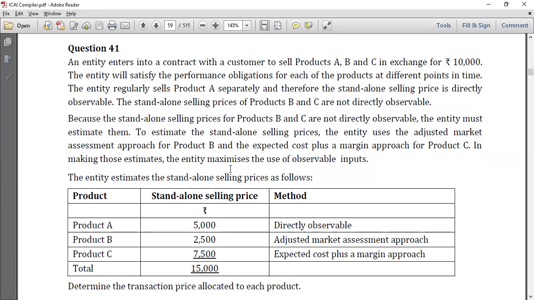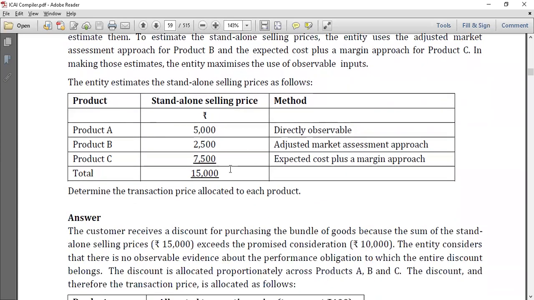So this is our observation from the question. In making those estimates, the entity maximizes the use of the observable inputs. So it goes like this: product A, B, and C. He gave 5,000 for A, which is directly observable, and B, C are not observable. That's why it is using the adjusted market assessment approach for B, and the expected cost plus margin approach for C.